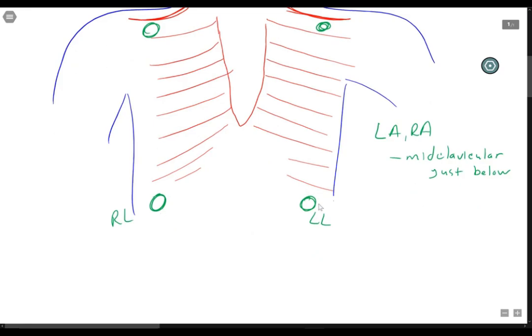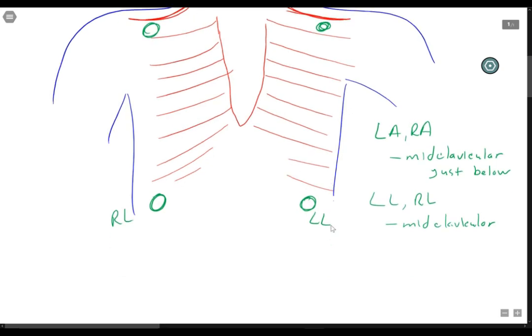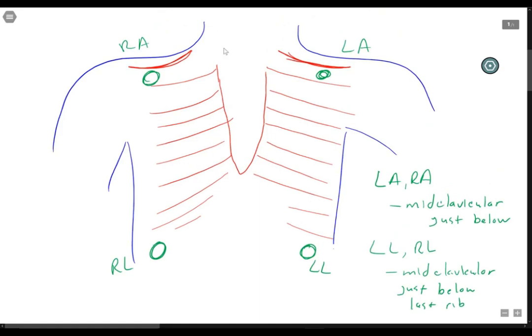What about right leg and left leg electrodes? Well, as you can see, they're very similar. Also mid-clavicular. So you have to line that up with the middle of the clavicle. So basically, if you put on your right and left arm electrodes, you can just go straight down from there. And you go down until you get below the last rib. So just below the last rib. And place those electrodes. And that will give you leads 1, 2, 3, AVR, AVL, AVF.